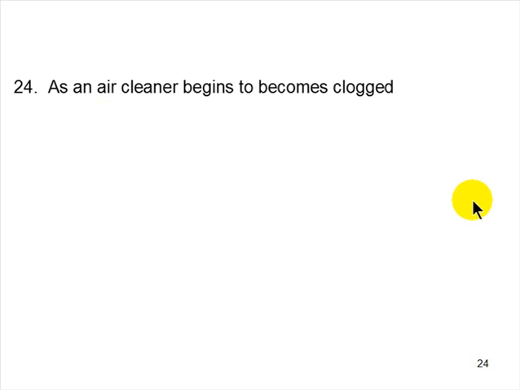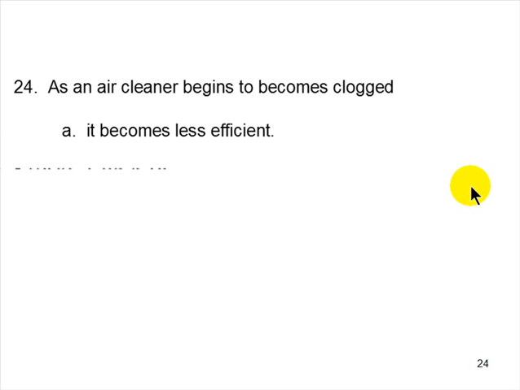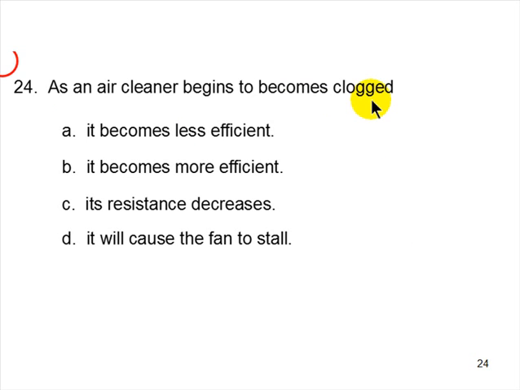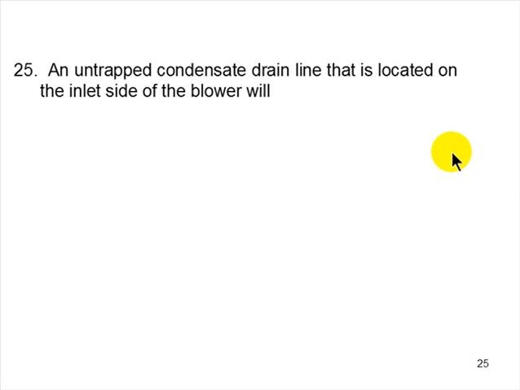24. As an air cleaner begins to become clogged, it becomes less efficient. It becomes more efficient. Its resistance decreases, it will cause the fan to stall. As an air cleaner begins to clog, what happens? Yeah, it becomes more efficient. Smaller space because of the clogging. You can take out smaller particles. That's higher efficiency.